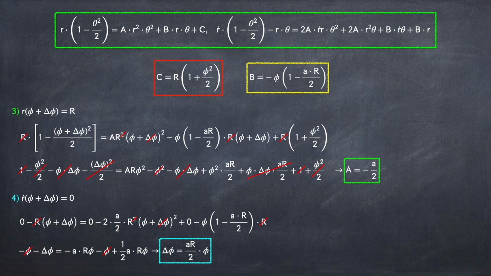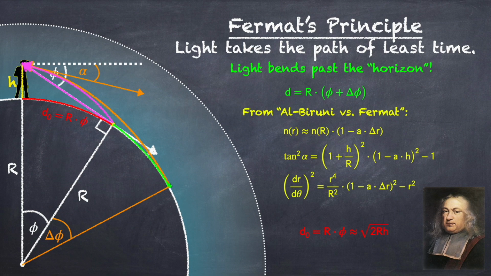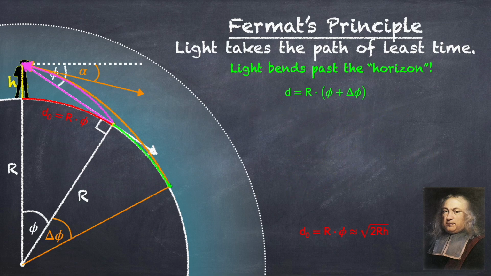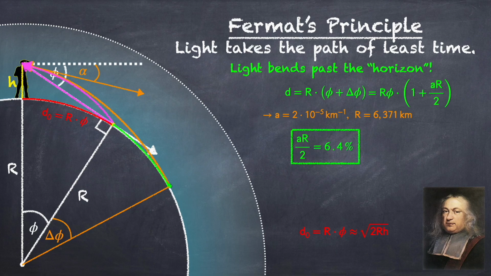This is what we were looking for. So let's go back to our equation for the distance of the horizon and plug that in. First thing, let's erase some of this stuff. And we can now write that the distance of the horizon is capital R times phi times 1 plus little a times capital R over 2. Now we got to plug in some values. For the Earth's atmosphere, little a is about 2 times 10 to the negative 5 inverse kilometers, and the average radius of the Earth is about 6,400 kilometers. Plugging in these numbers gives us a correction of 6.4%.